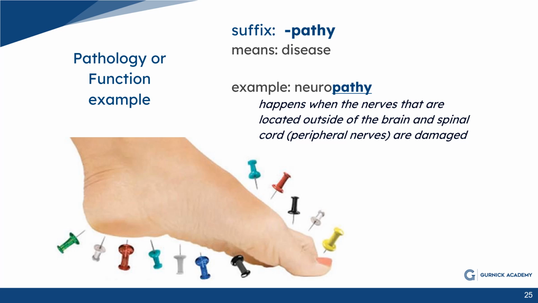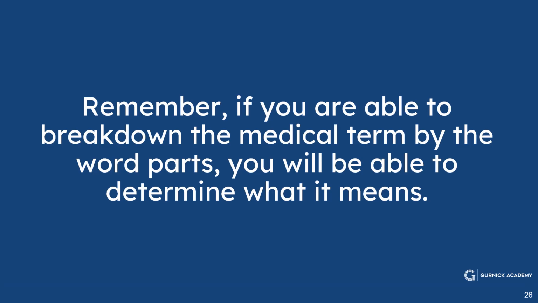Finally, the last example is pathy, which means disease. Neuropathy is a medical term using that suffix pathy, where neuropathy indicates disease or damage to the nerves that are located outside of the brain and spinal cord. Remember, if you are able to break down the medical term by the word parts, you will be able to determine what that word means.